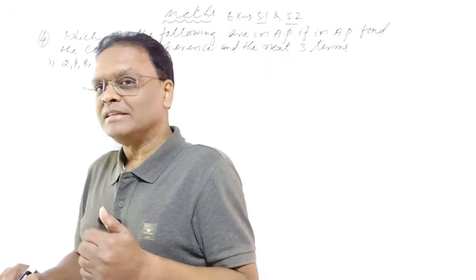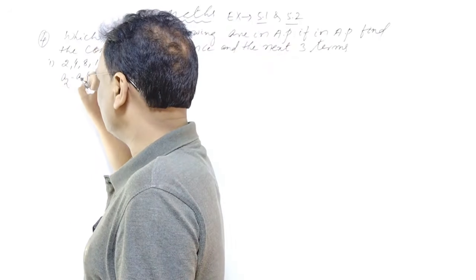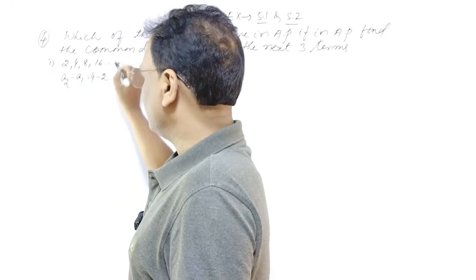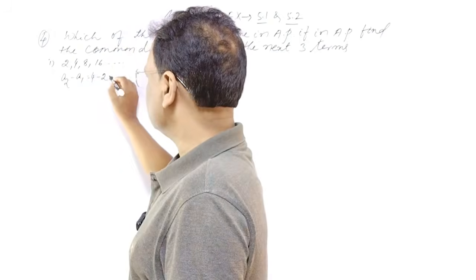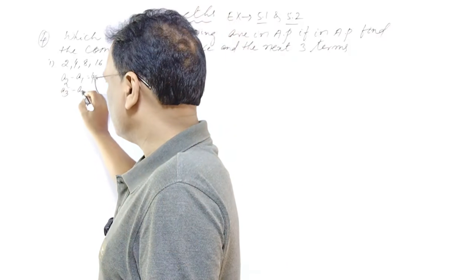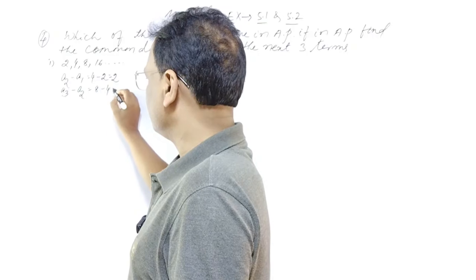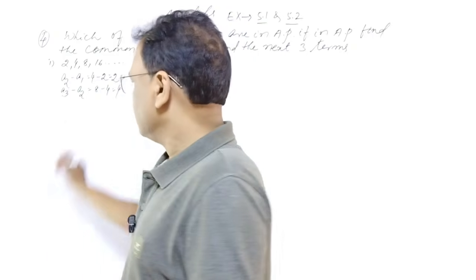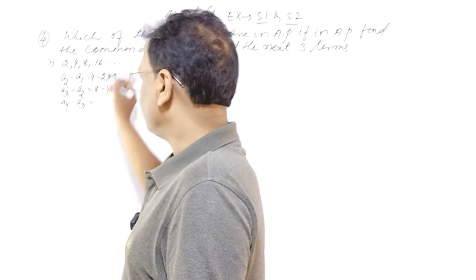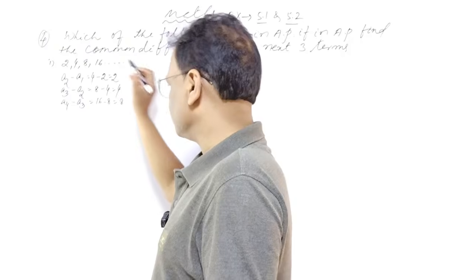For checking whether this is in AP or not, I have already told you what to do. First I have to find A2 minus A1. A2 is 4 and A1 is 2. 4 minus 2 is equal to 2. Again A3 minus A2. What is your A3? A3 is 8, minus 4, which is equal to 4. Next, A4 minus A3. A4 is 16. 16 minus 8 is equal to 8.